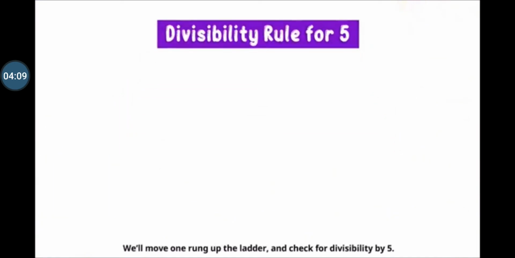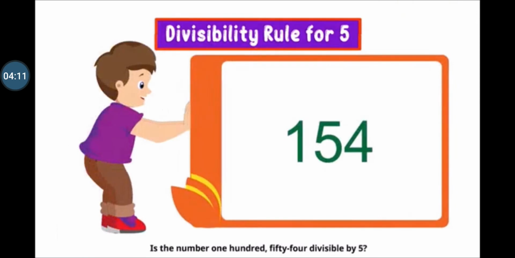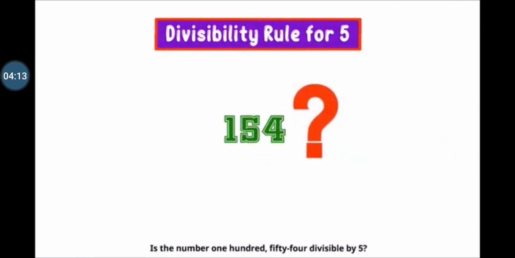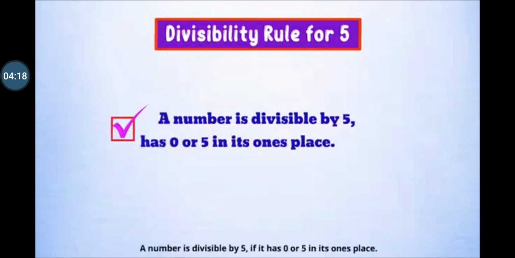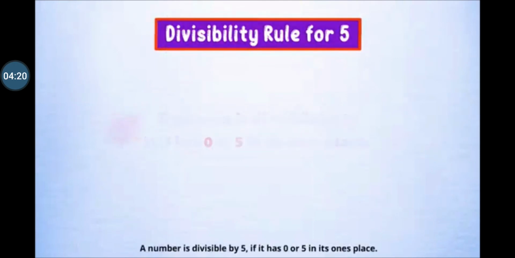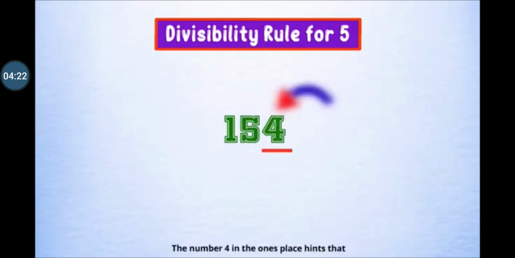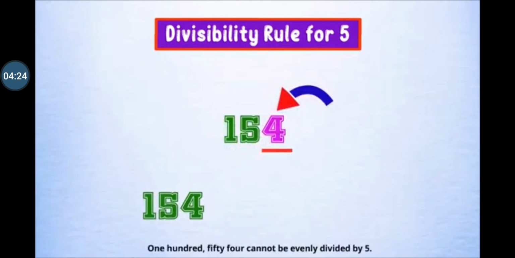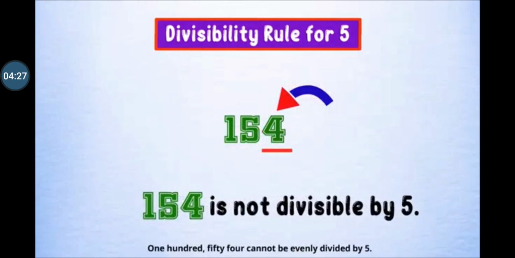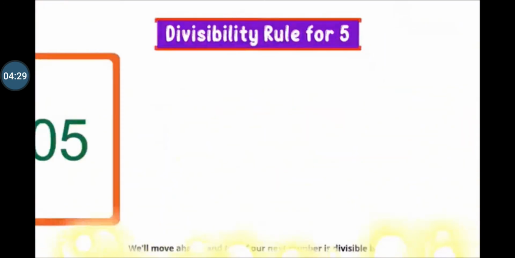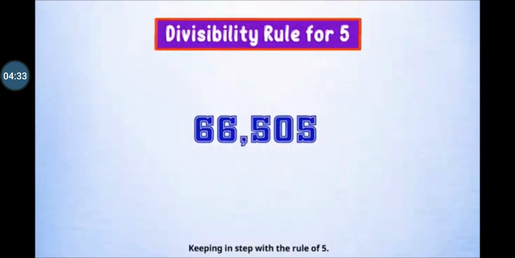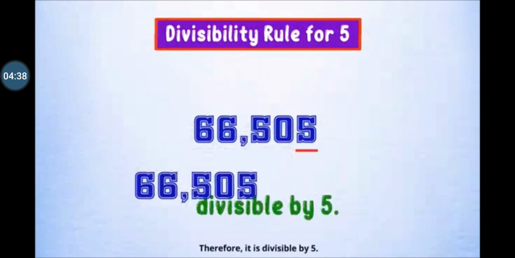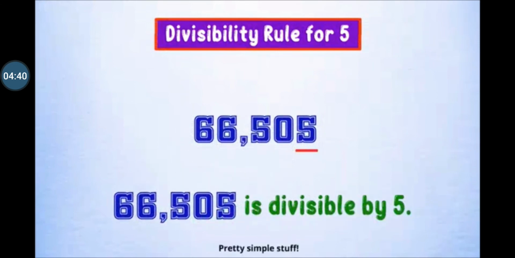Now the divisibility rule for 5. We have 154. Now check. A number is divisible by 5 if it has 0 or 5 as the last digit. Here the last digit is 4 and it is not divisible by 5. Look at this number. The last digit is 5 and 5 is divisible by 5. So it means the whole number is divisible by 5.